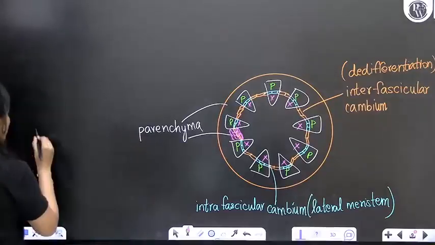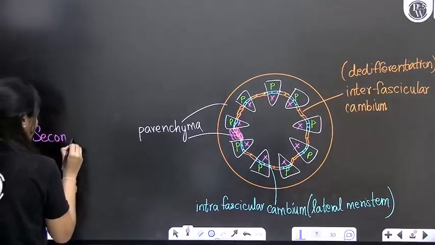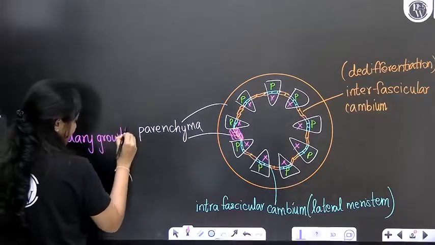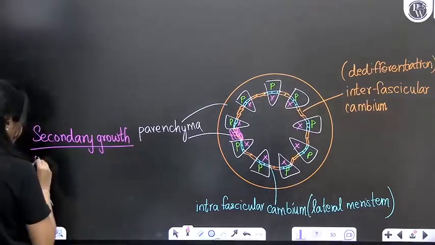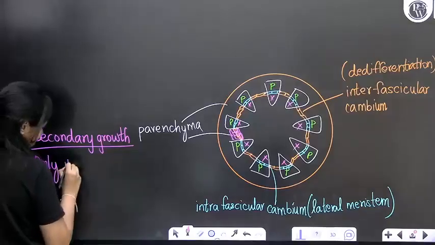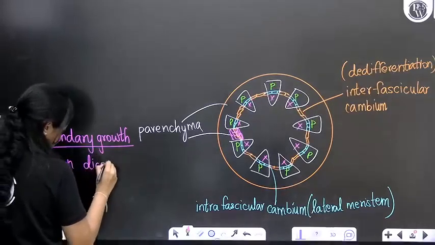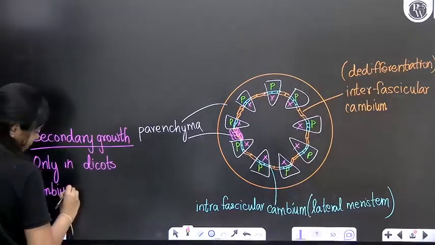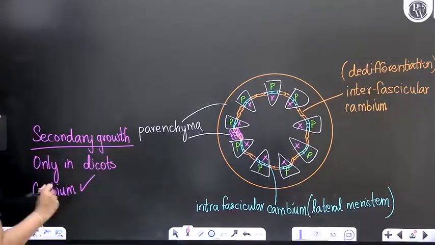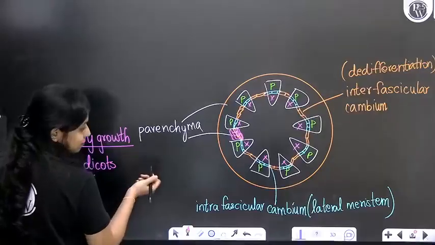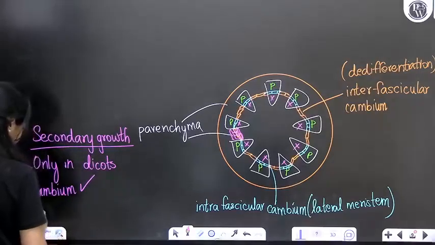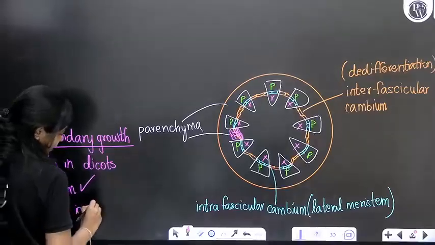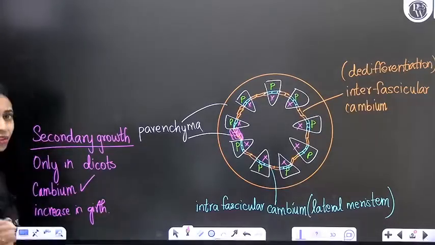So that kind of growth is called secondary growth. Secondary growth happens only in dicots because of the presence of cambium. Secondary growth basically is increase in girth. Think of a dicot plant or a tree like a mango.